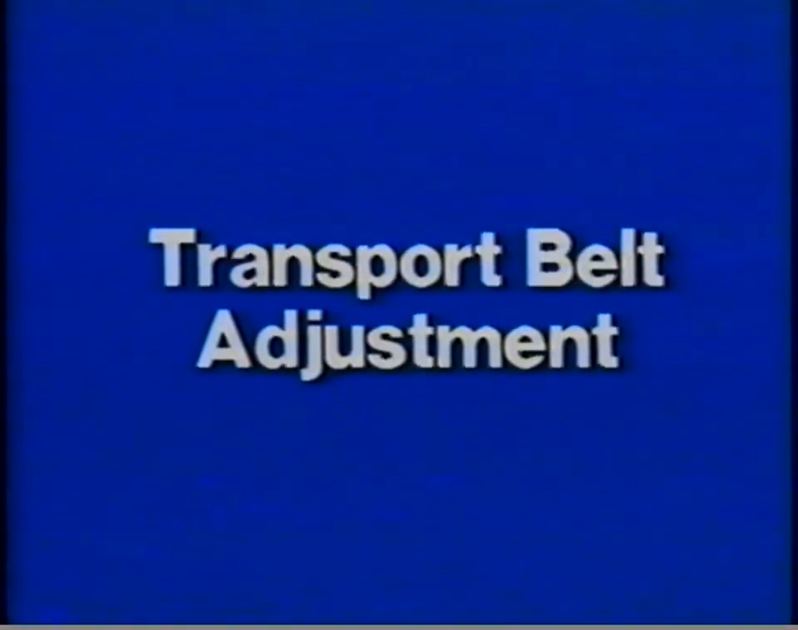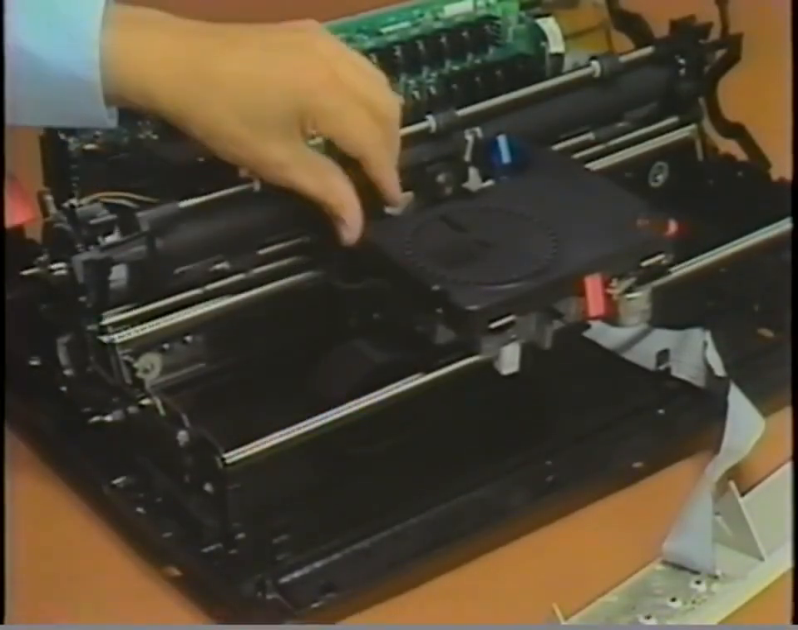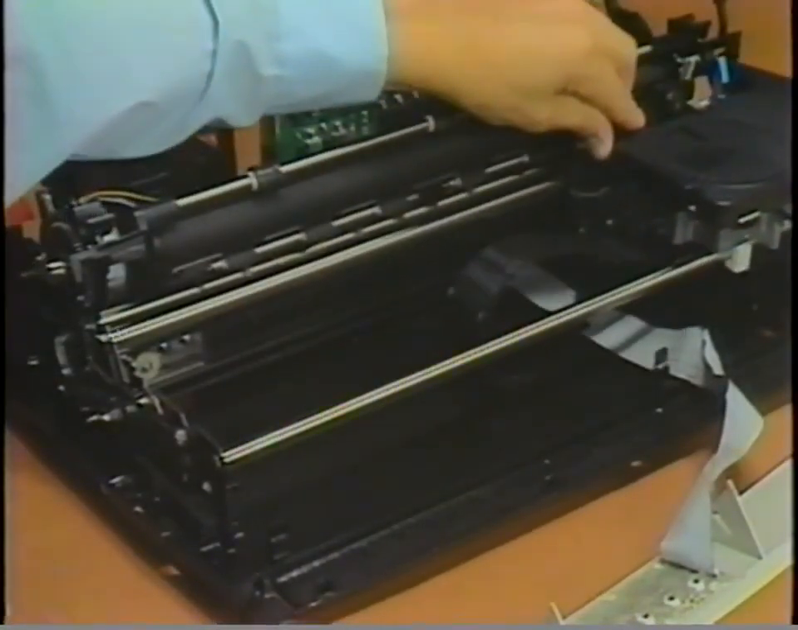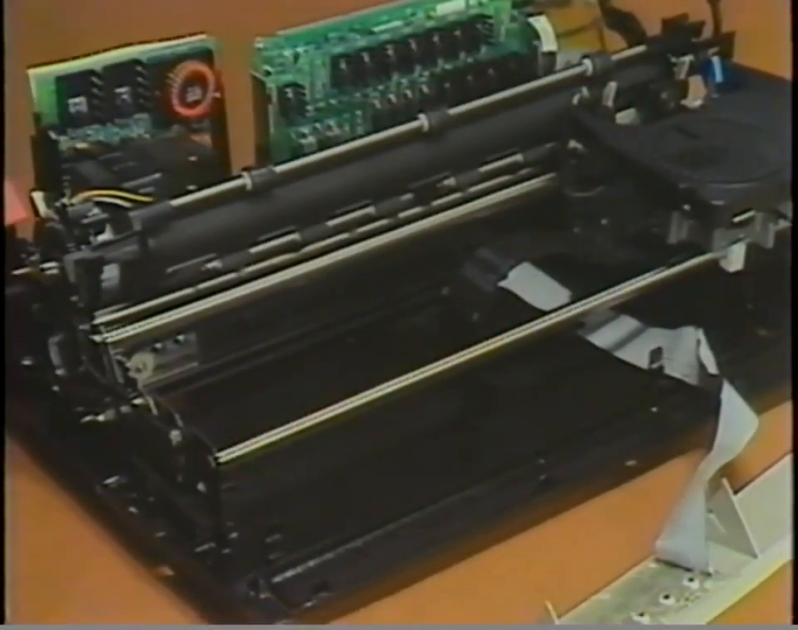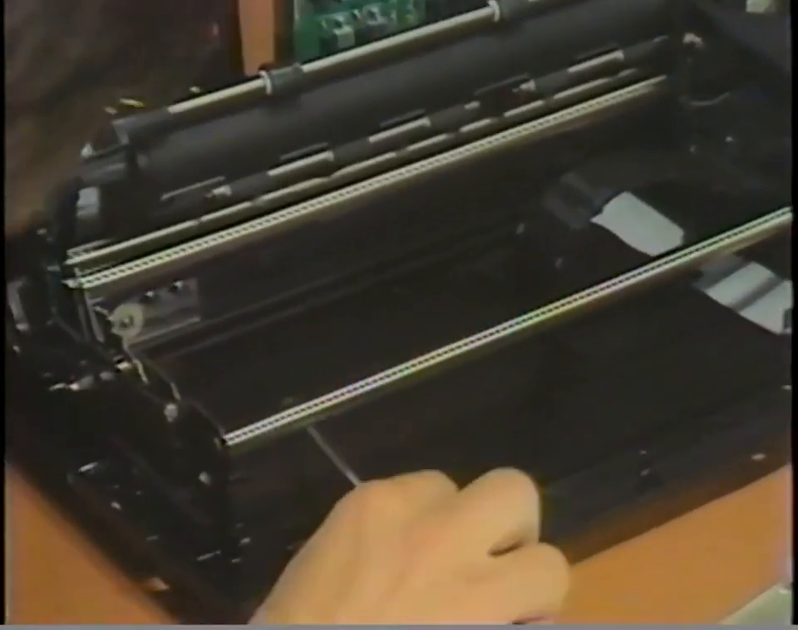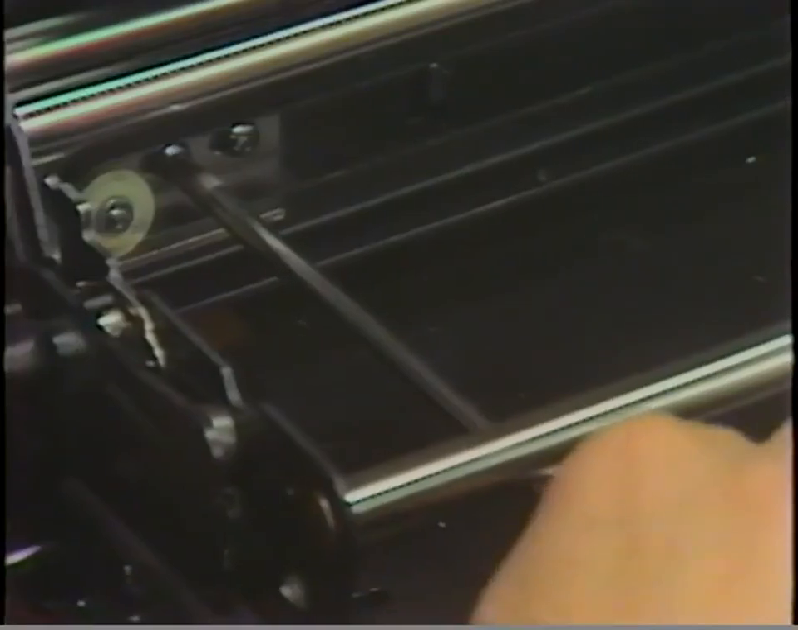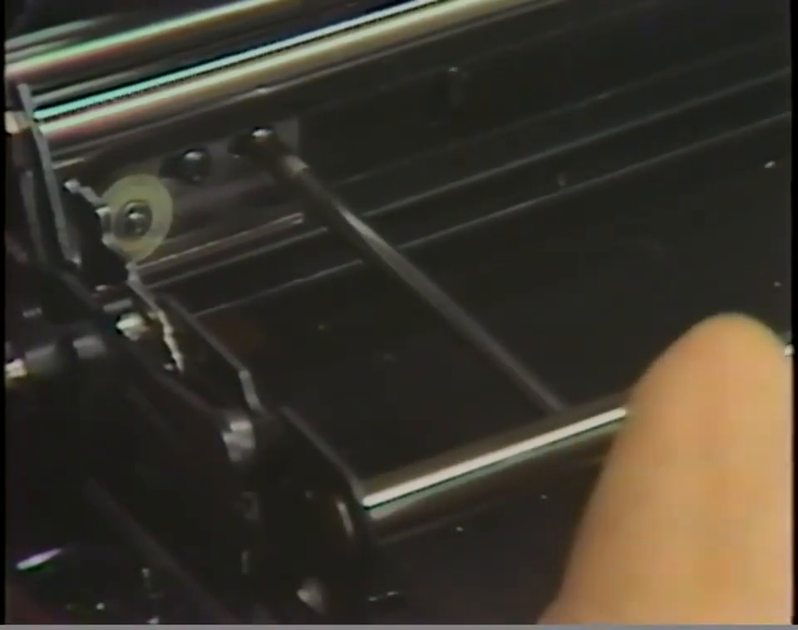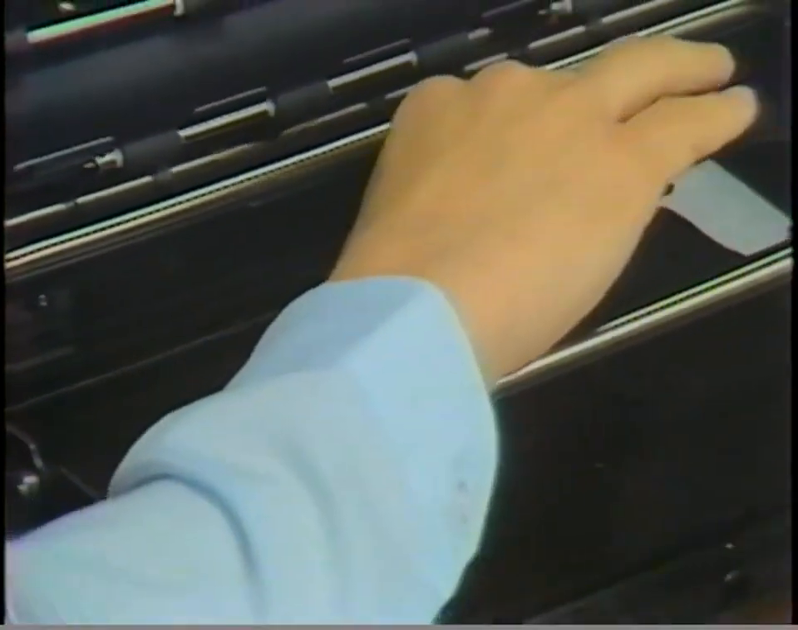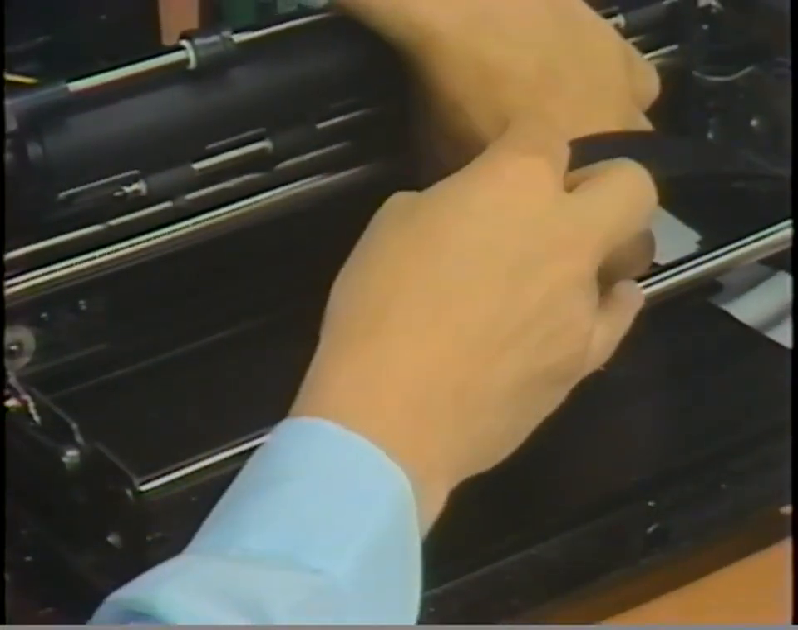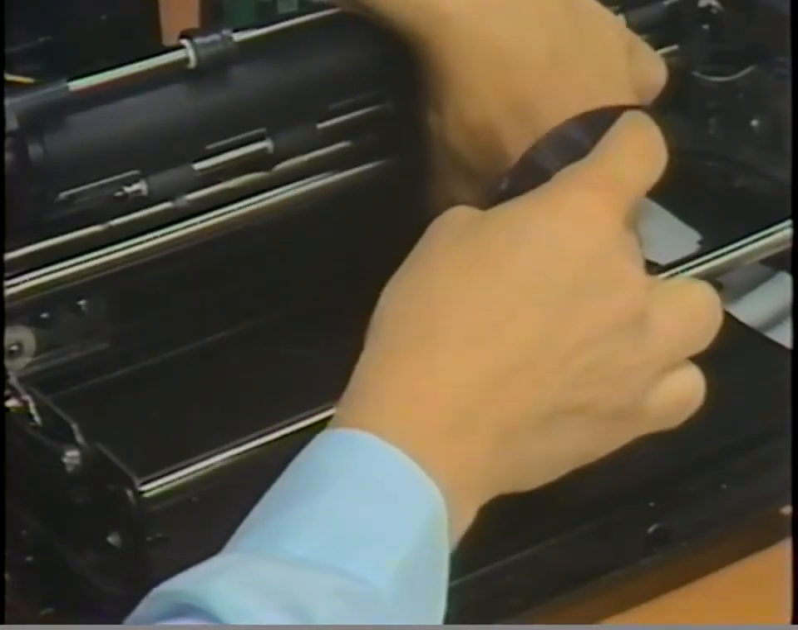Now let's see how the transport belt adjustment is performed. Let's start by moving the carrier all the way to the right. Next, loosen the idler pulley bracket mounting screws. Trap the carrier cable beneath the carrier during this adjustment.